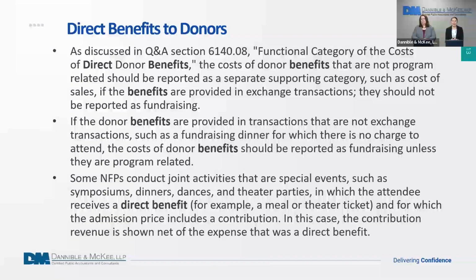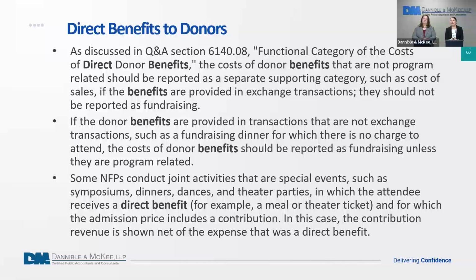So what do I mean when I say an exchange transaction? An exchange transaction is when you are providing a service or a good to the public, to other organizations, and the individuals are getting a direct benefit, as opposed to an activity that is for the greater good.